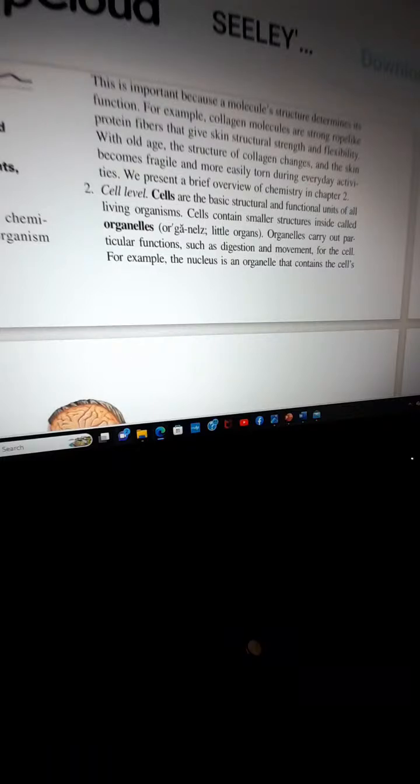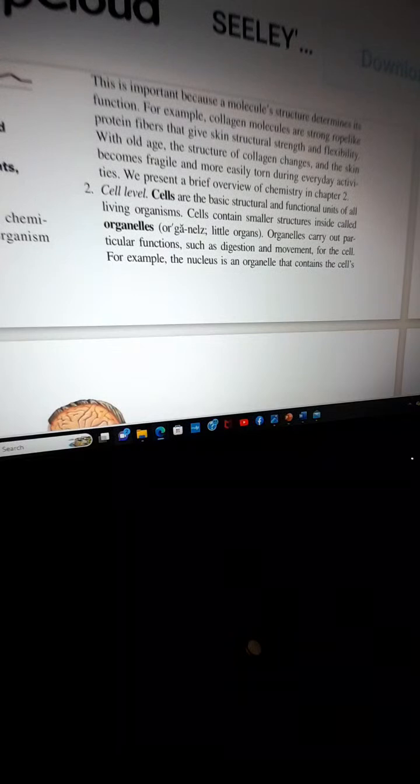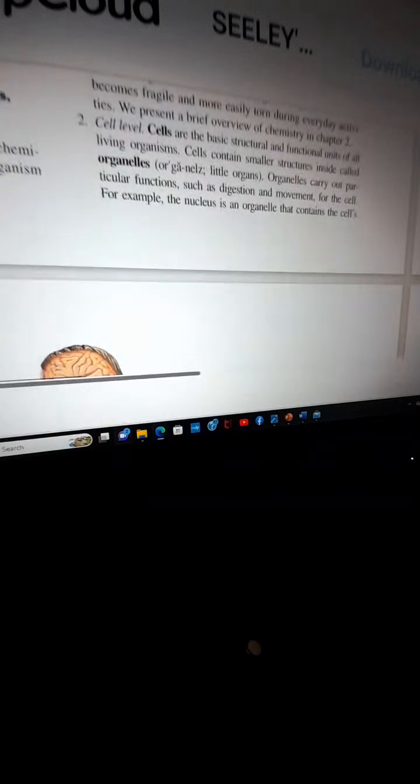Organelles carry out particular functions, such as digestion and movement for the cell. For example, the nucleus is an organelle that contains the cell's genetic material.